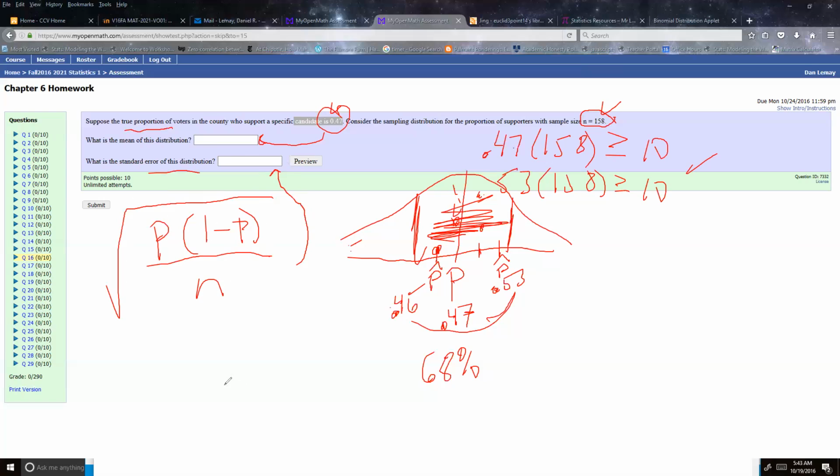So to answer this question, I'm going to do 0.47 times 0.53, because it's 1 minus 0.47, over 158. And then once you get that answer, you take the square root. And that's what's going to go there. And then, of course, you make sure you give it enough decimal places. So that's the nutshell of how to do this problem number 16.